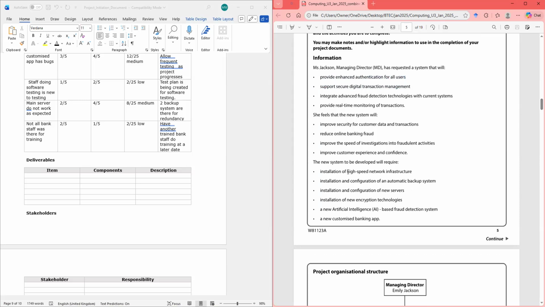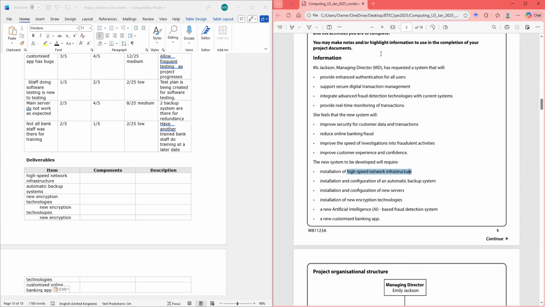The system to be developed, high-speed network infrastructure, that's our deliverable. This thing is freezing on me. Let me just. Okay. All right. As I said, we can get our deliverables. All we have to do is just go back up here.